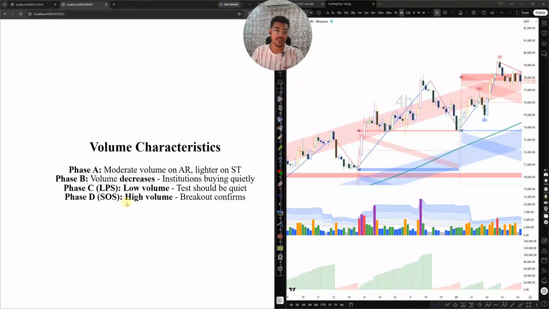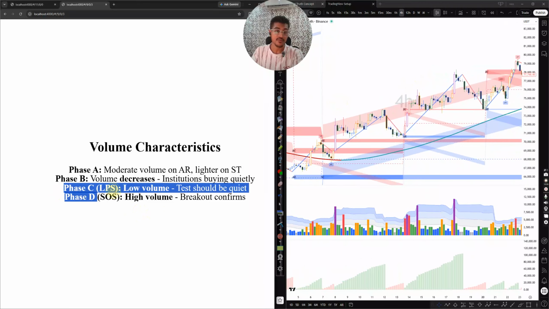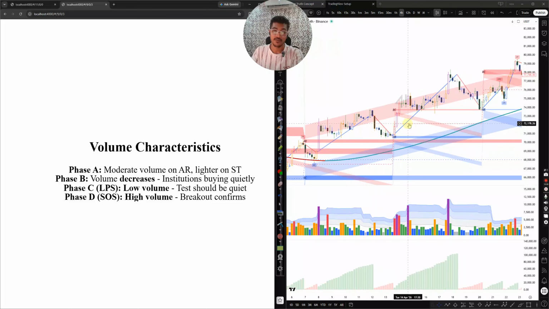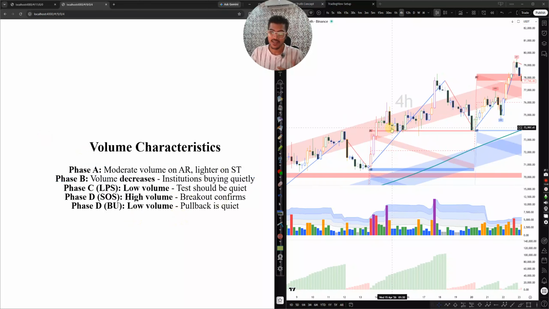The test should be quiet. Phase C has the LPS, last point of support, backing up action, and sign of strength. You see, sign of strength happening here, right? A lot of sign of strength there. A high volume breakout confirms it, and on the backing up action, a low volume pullback. The pullback is very quiet, you know. And you might be wondering, AJ, you're telling me this is phase B, but then you're telling me about a breakout confirming sign of strength.